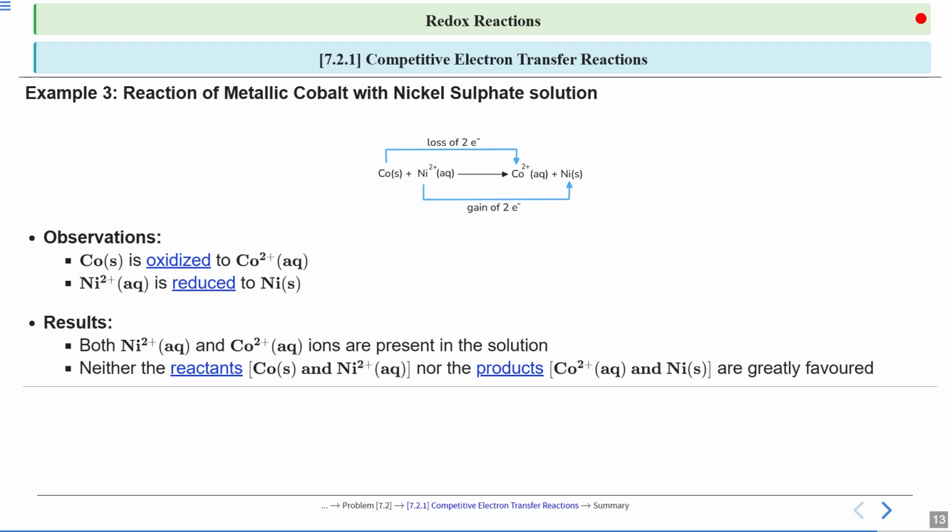Because now we know which one would first lose the electron and which other one would gain the electron. So I hope now this is clear to you how the competitive electron transfer is taking place between the reactants, and which particular one would get oxidized and which would get reduced. So this is all about the competitive electron transfer reaction, that is example 1, example 2 and example 3.